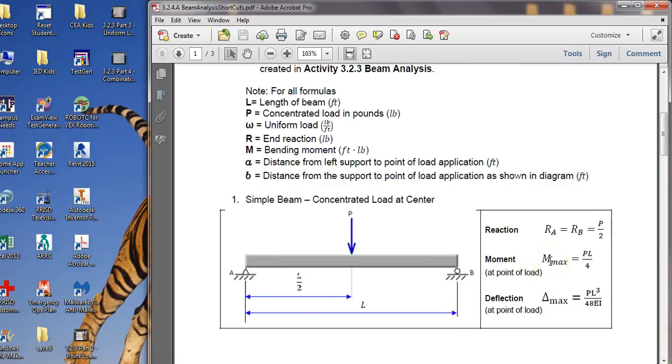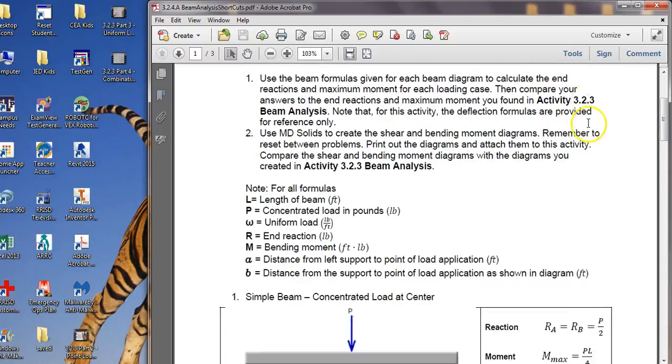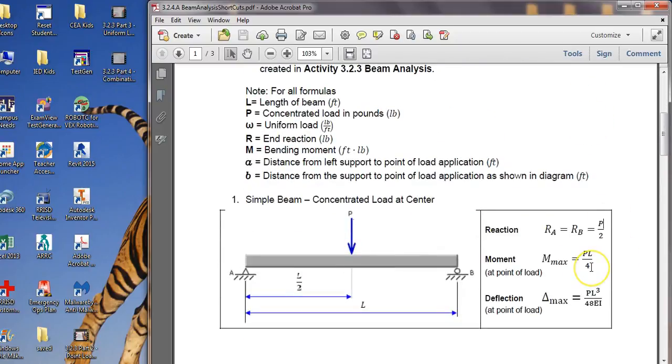Our maximum moment, remember how we had to do all that before? Well, here all you have to do is take P, which we just saw was 500, times L, which the length was 16 foot, and then divide by 4, and that'll give us our maximum moment. That's all there is to that. So let me show you how to do it on MD Solids. You should calculate these, write the formulas down on your activity, and then use MD Solids.